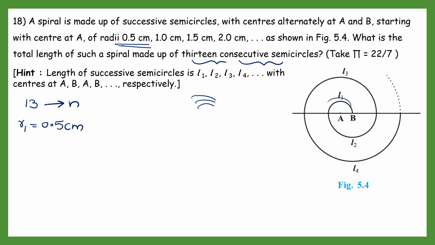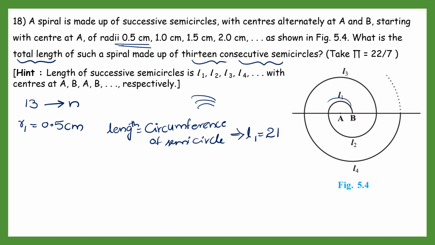They are asking us to find the total length of the semicircles. Length is nothing but circumference. As it is a semicircle, we need to find the circumference of the semicircle. Let's consider this as L1. What is the formula? Normally for a circle the formula is 2 pi r. As it is a semicircle, you divide by 2, so you get pi r.